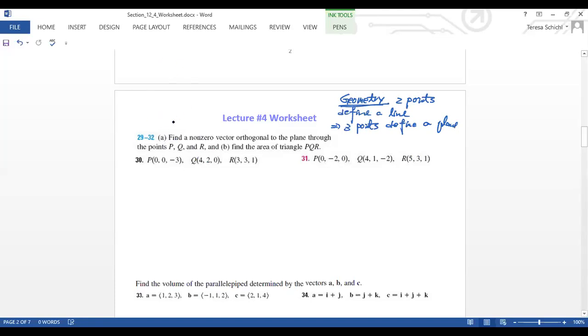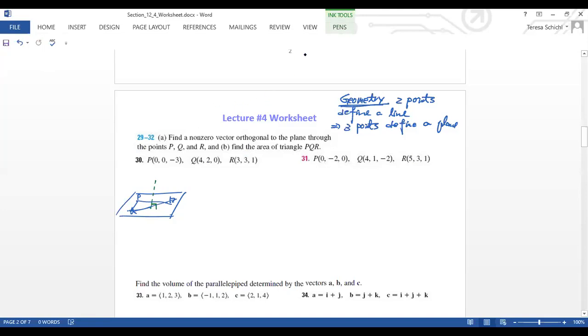Okay, so what are they asking you to do here? They said, hey, I have a plane here, right? So this is PQR, they define the plane here. And now I want to find an orthogonal vector here. That means I'm going to find a vector which is perpendicular to this plane. Also, because PQR defines the plane, I want to find the area of the triangle defined by these three points. So how do I do that?